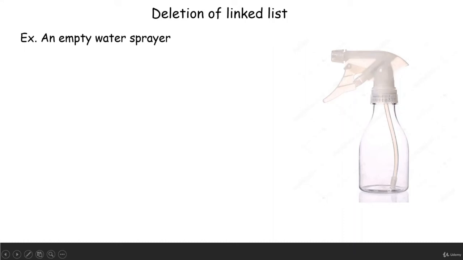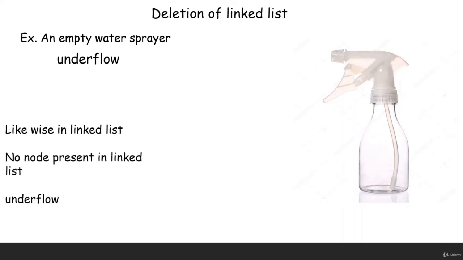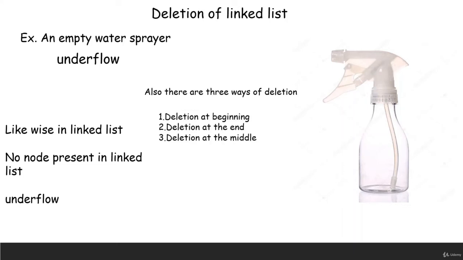Why? Because this water sprayer does not contain any water. It is completely empty, so only air will be thrown out of this. And this condition could also be called underflow. In the same manner, in a linked list, if there is no node present and still you are trying to delete nodes from the linked list, then the condition which occurs is called underflow. And basically there are also three ways of deletion: deletion at the beginning, deletion at the end, and deletion at the middle.